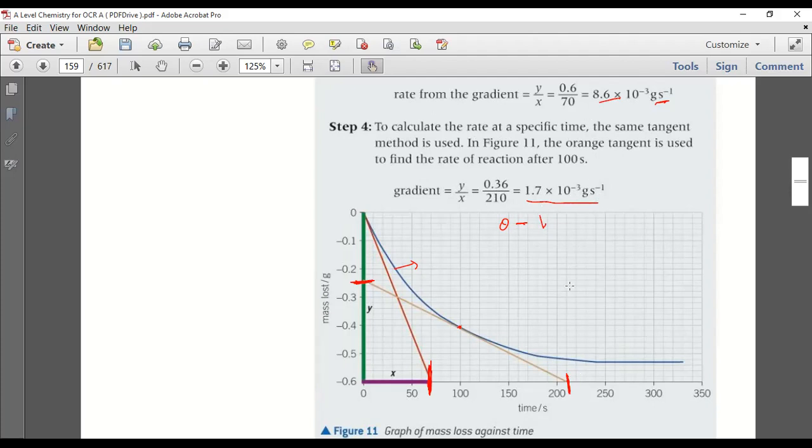So we can say the rate of reaction is also decreasing with respect to time. With the increase in time, the rate of reaction is decreasing as the product is forming more and the concentration of CaCO3 is decreasing. Clear? Any doubt?